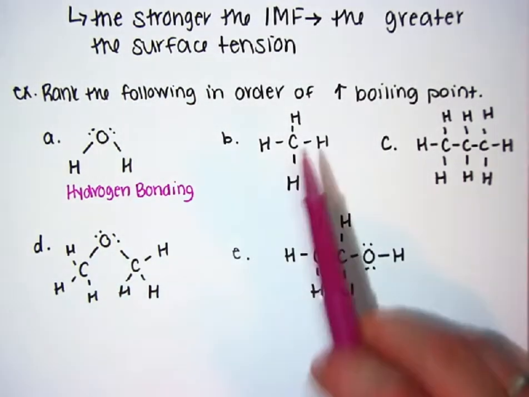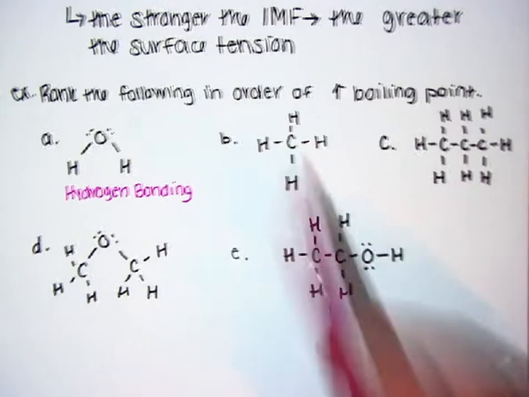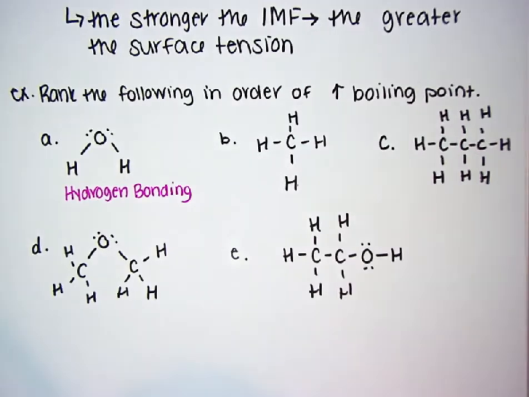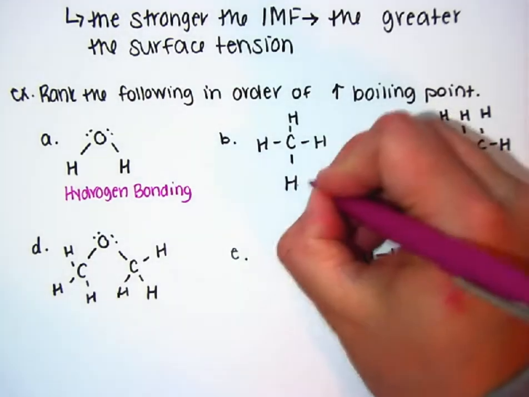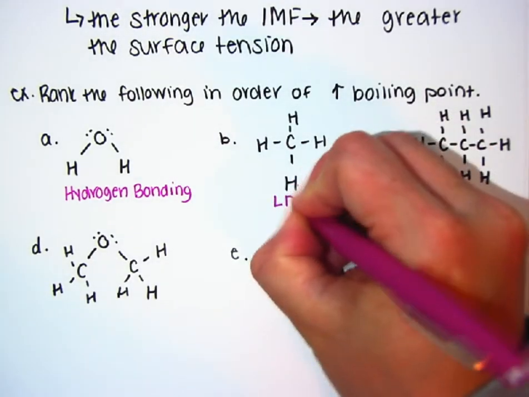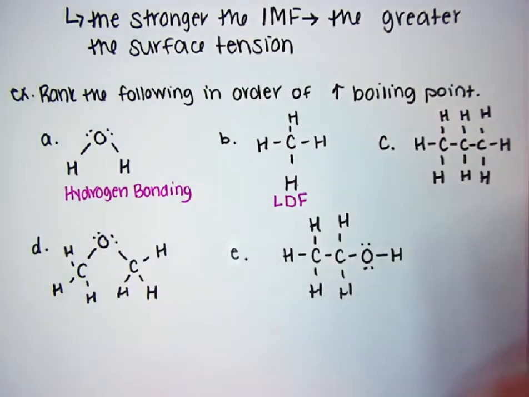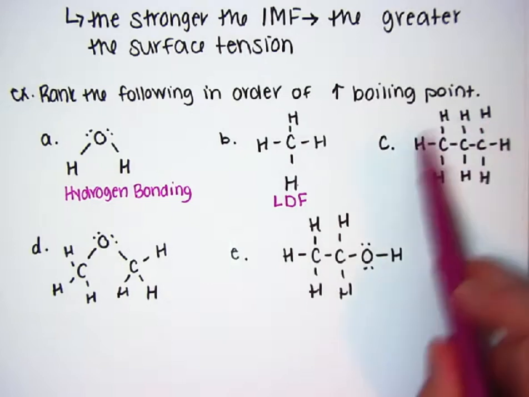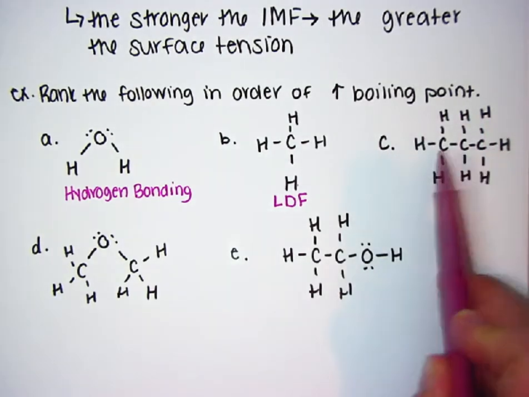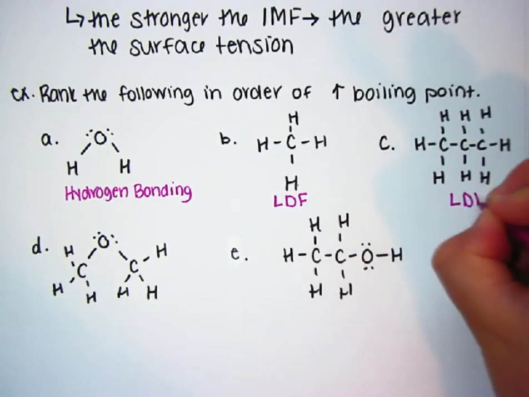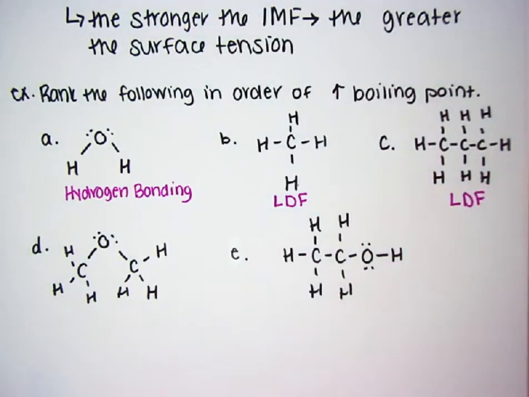B, this one is completely symmetrical. All of our vectors are going to cancel out. It is also a hydrocarbon. It is only made up of hydrogen and carbon. That means it is nonpolar. Nonpolar molecules only have LDF. Same thing with C. This is a hydrocarbon. It is only made up of hydrogens and carbons. That makes it nonpolar. The only intermolecular force acting on nonpolar molecules would be LDF.